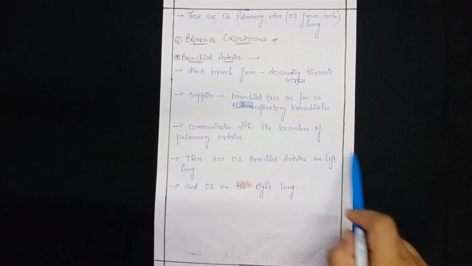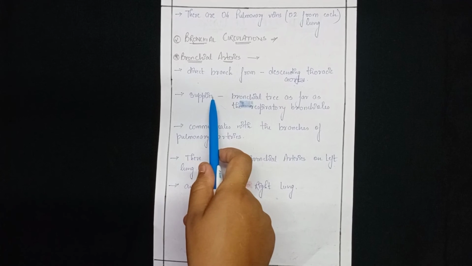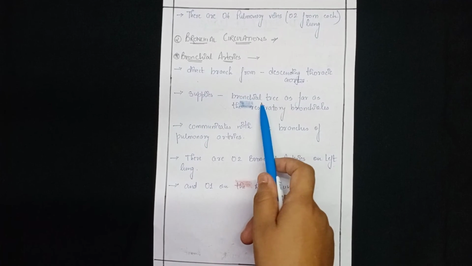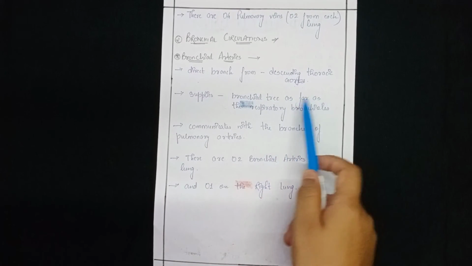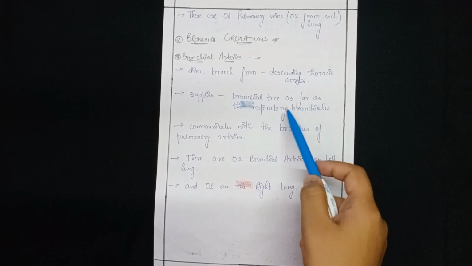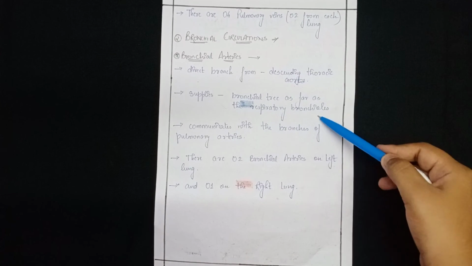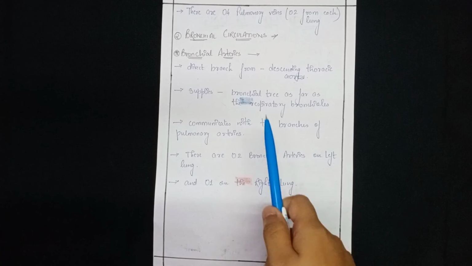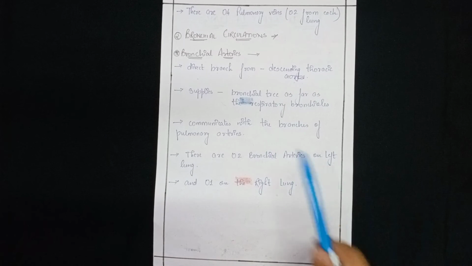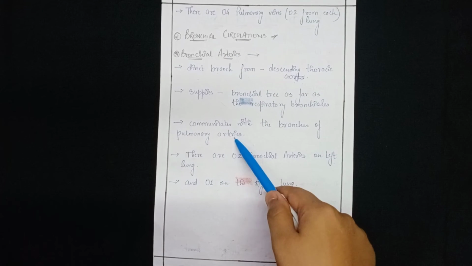Another thing is, what does it supply? It supplies the bronchial tree as far as the respiratory bronchioles. So, the bronchial tree it supplies till the respiratory bronchioles. Okay. Then another thing that you need to know is the bronchial arteries have communication with the pulmonary arteries.